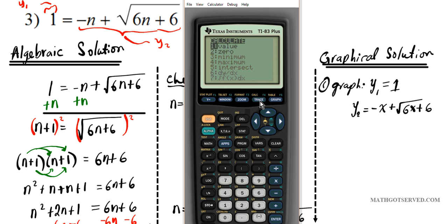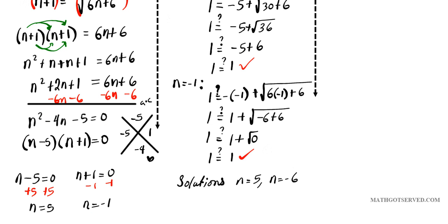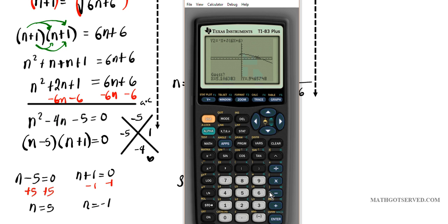So second function, calculate the intersection. First curve is y equals 1, yes. Second curve is the radical one. Enter. Guess. Let's scroll close to the point of intersection. Or you can just type in 5, since we already know what the answer is, and be precise, but I'm just going to scroll somewhere close by there. Press enter, and you see x equals 5 is one of our solutions.